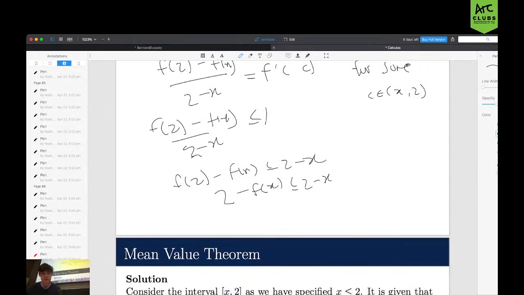We can cancel 2 on both sides, so negative f(x) is less than or equal to negative x. And therefore, multiplying by negative 1, we need to remember to flip the sign of the inequality. So therefore, f(x) is larger than or equal to x for all x less than or equal to 2. And the question is complete.